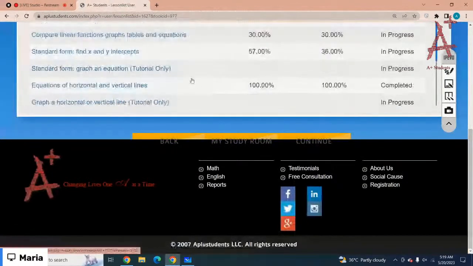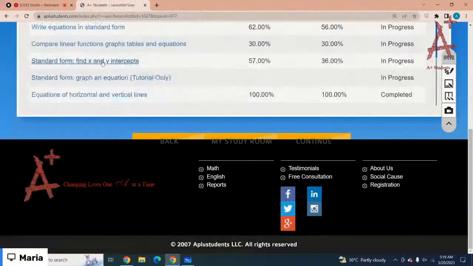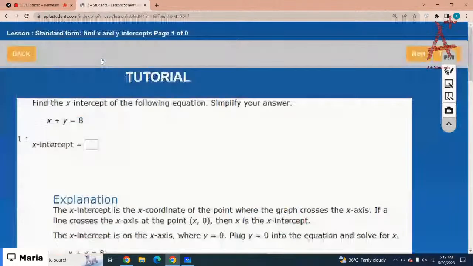And the next one is standard form, find x and y intercepts. So find the x-intercept of the following equation. You are given the equation, and you have to find the x-intercept.